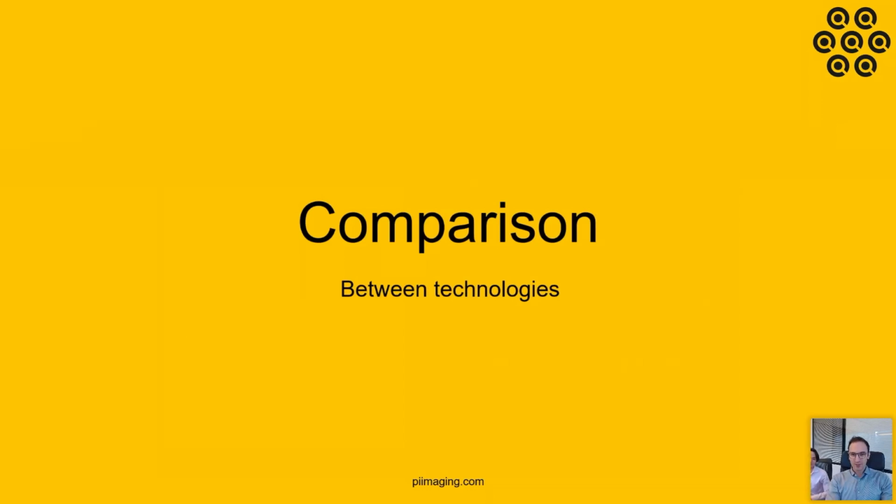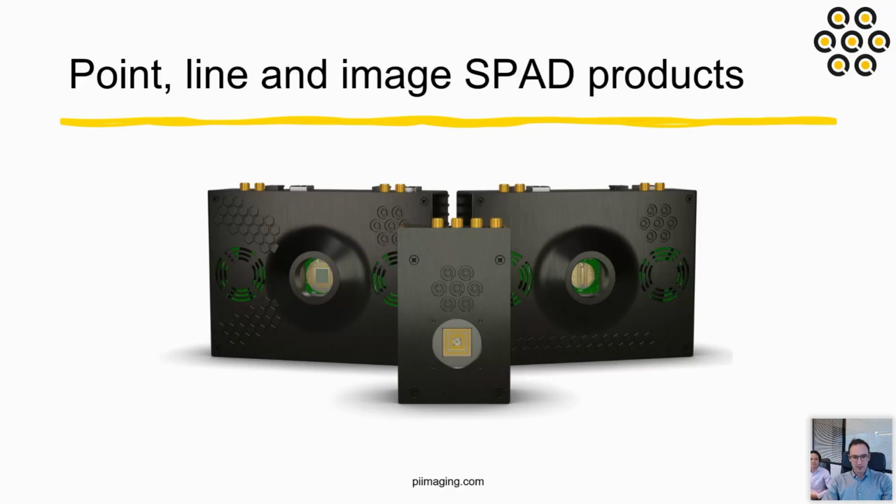We will delve now into the details of how SPADs compare to other technologies. Before we do that, I would like to emphasize the fact that we have 3 types of SPAD arrays: point, line, and image sensors. When I say point, I still mean a small SPAD array, just limited in the number of pixels. Line is intuitive, and an image sensor is something which represents more a camera.